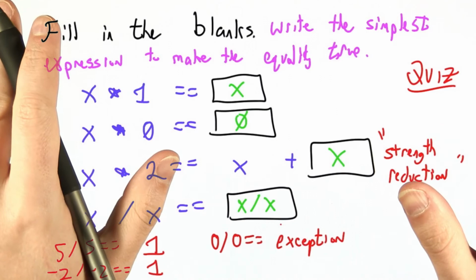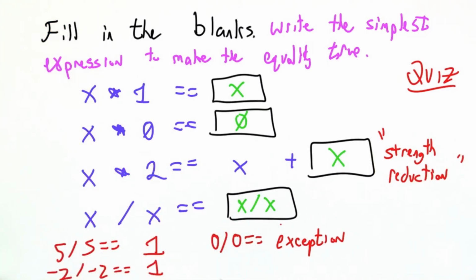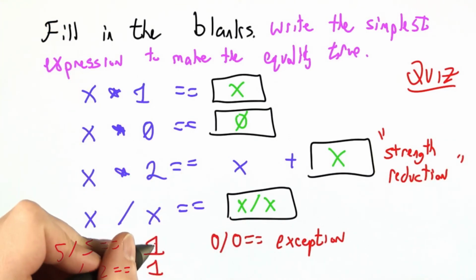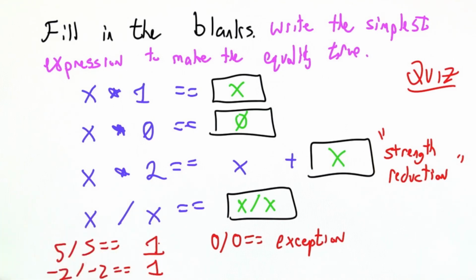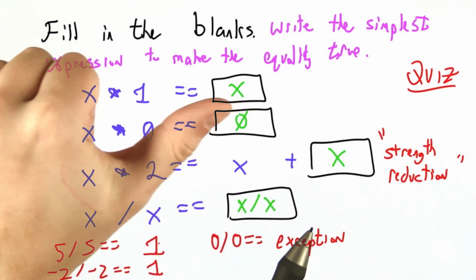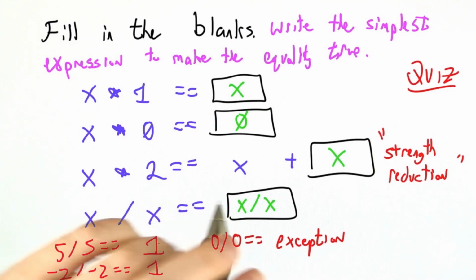You can't change the meaning of the program. You have to keep it exactly the same when you're doing optimizations. So 1 is very tempting, but it's too aggressive. There's a single case where it's wrong, so we can't use it for optimization.